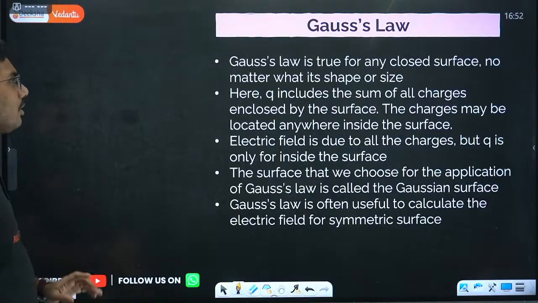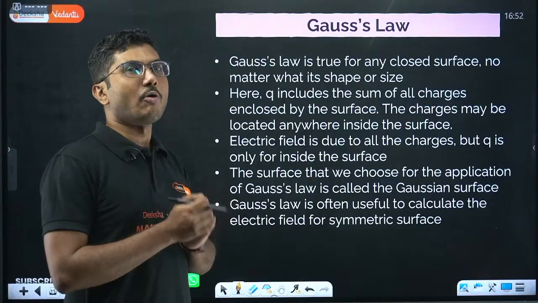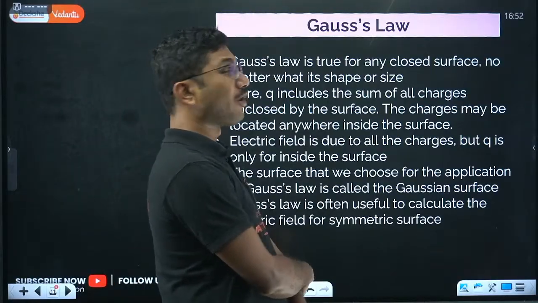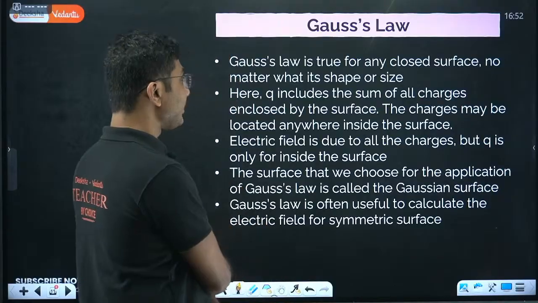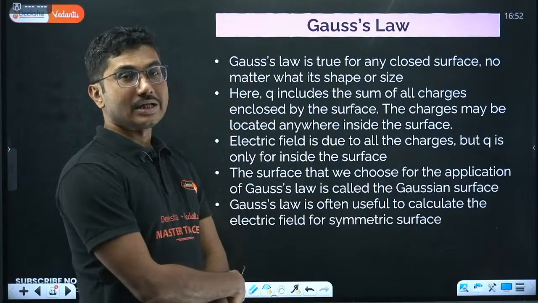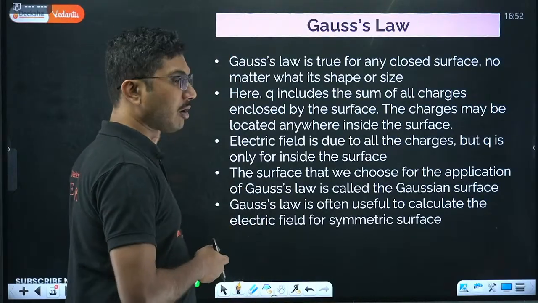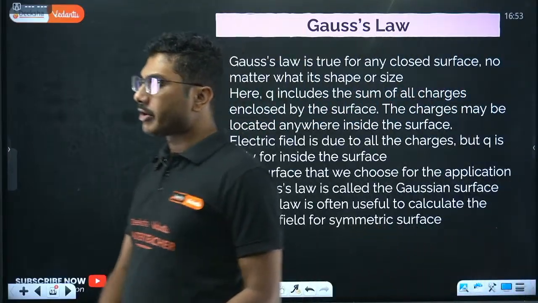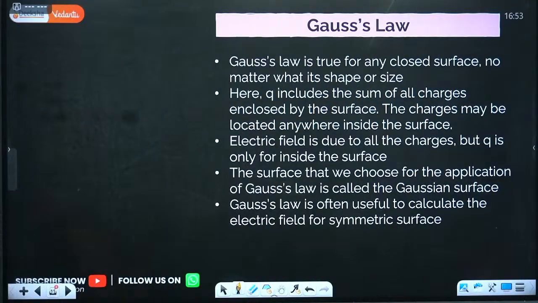Okay, now let's move on with some of the very important points about Gauss's law. Gauss's law is true for any closed surface, no matter what the shape or size is. There might be a question in your PU exam that Gauss's law is only valid for symmetrical surfaces, or only valid for spherical or cylindrical surfaces. Remember, Gauss's law is valid for all types of surface, not only symmetric surfaces.